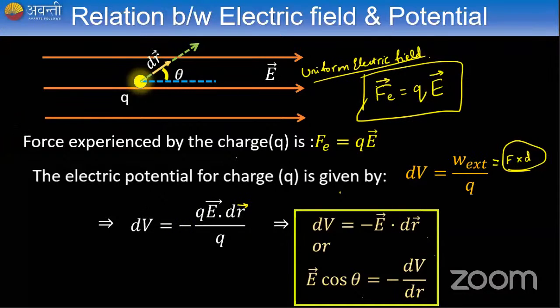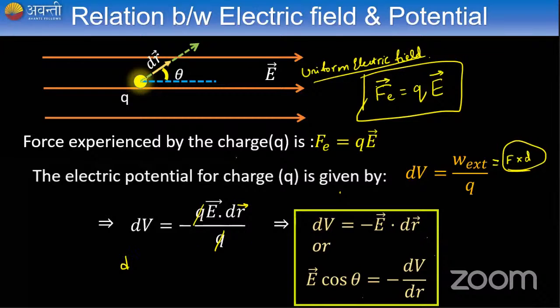When we are doing some external work, the force applied, the external force, was nothing but minus of Fe. From there we got minus Fe, that is minus Q into E dot dr. From here we get an expression: Q and Q cancel, dV is equal to minus E dot dr. Yes, correct, opposite direction.